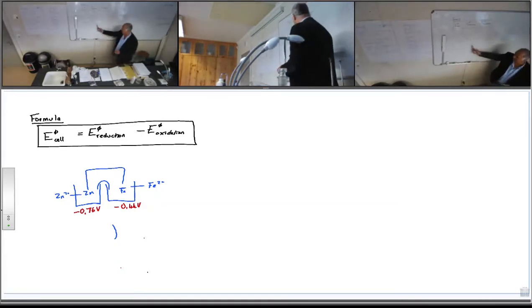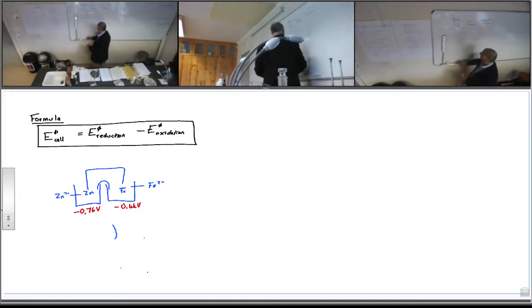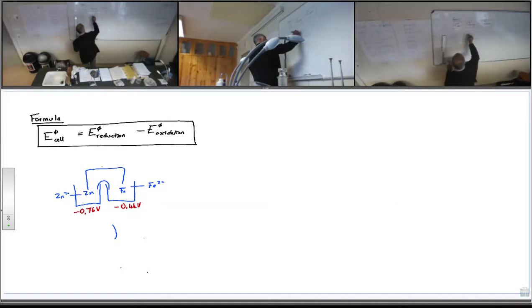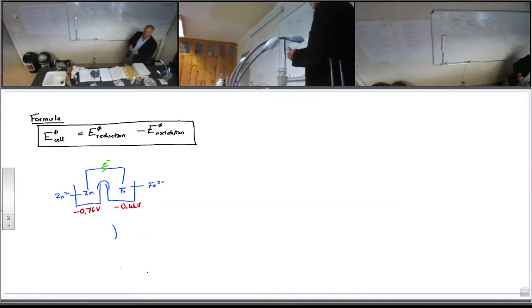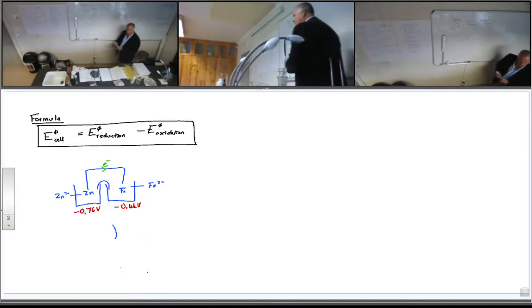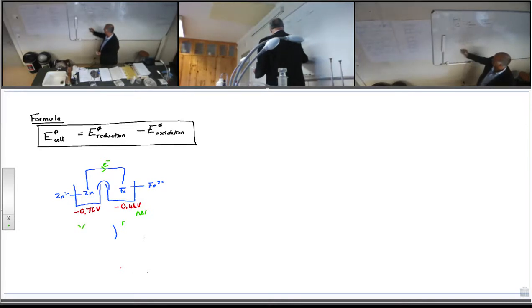Right. Which one is pulling more strongly? Iron. That is a bigger number than that. So the electrons are going to flow in that direction. Don't forget, when you show the electrons, write an E negative next to the arrow, because we're dealing with electron current here. Okay, so which one is the winner? This is the winner. In other words, it is the one which is reduced. And this one is the loser, it's the one which is oxidized.